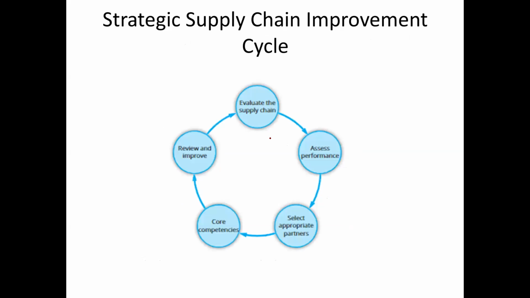How do we improve the supply chain? Evaluate it, assess performance, select partners, core competencies, review. It's a very strange model, that. It's not Plan, Do, Check, Act. It's almost something you'd go through when you're doing partnership sourcing or supply development. So you'd look at how people are actually doing. You might look at selecting new partners. You'd look at what they're capable of. So that's there in the guide.